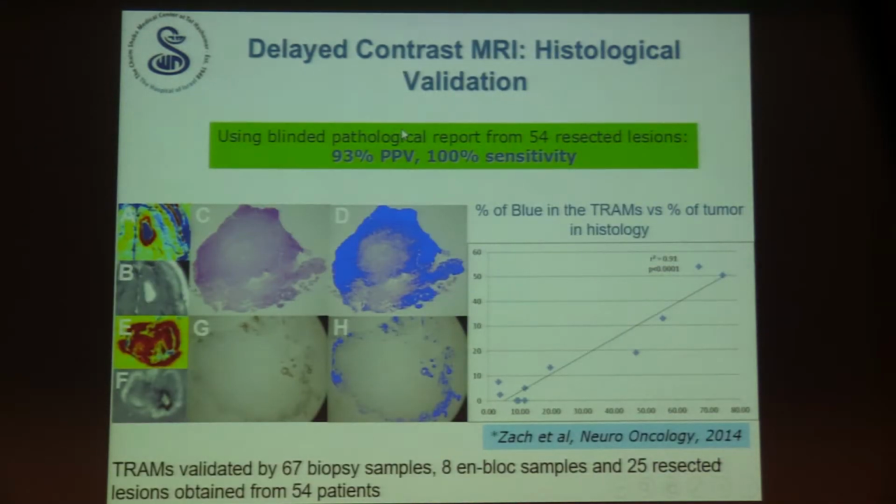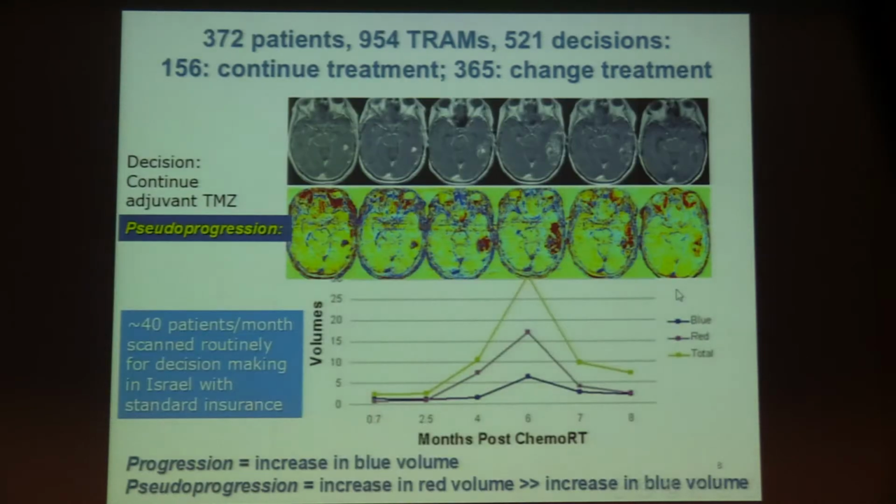As I said before, we compared the pre-surgical maps to histology in 54 resected patients. Actually today we are closer to 100 patients. And we found a specificity of 93% and 100% sensitivity to morphologically active tumor. We also looked in a subgroup of patients that were resected en bloc, where we could assess the tumor load in histology. And we compared the tumor load with the blue load in the pre-surgical maps, and you can see this very nice correlation.